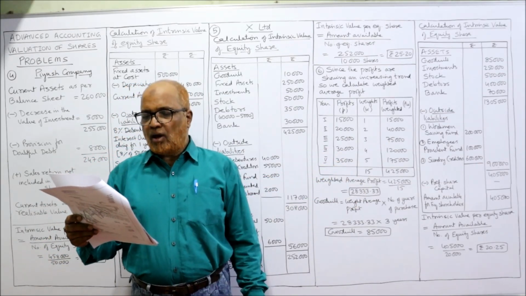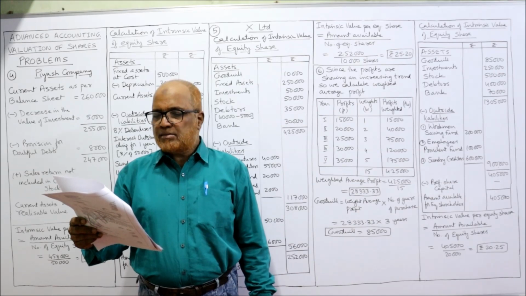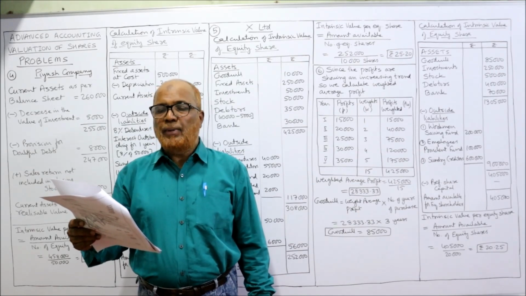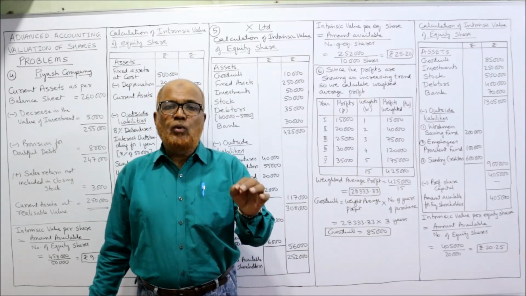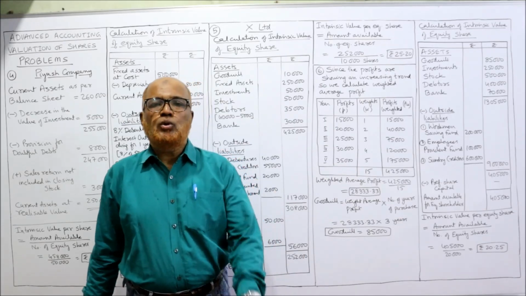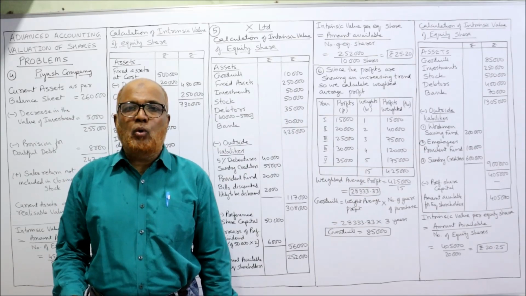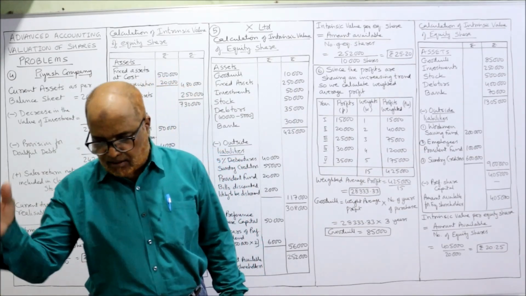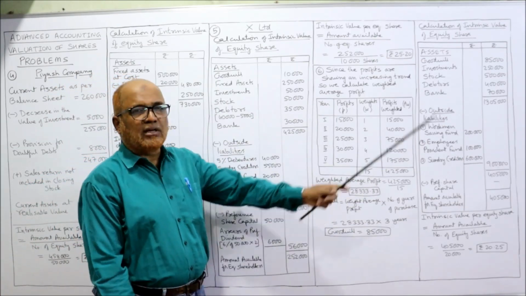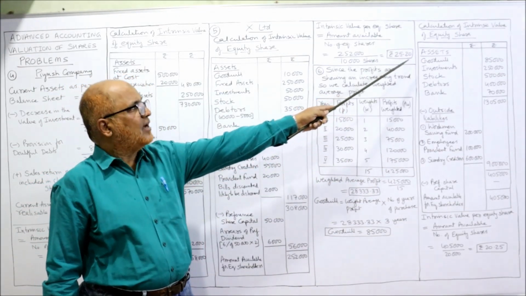liability. Then non-current investments. Investments are given 3 lakh, but the market value of the investment is 2,50,000. So according to prudence concept, we should take the market value. We should not take the book value. So market value of investment 2,50,000, that we will take. That's it. Now see, calculation of the intrinsic value of equity share.